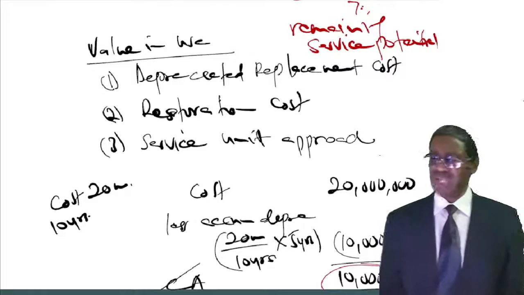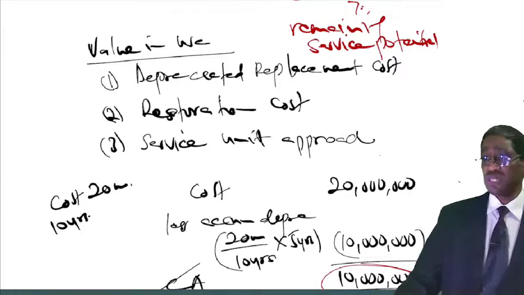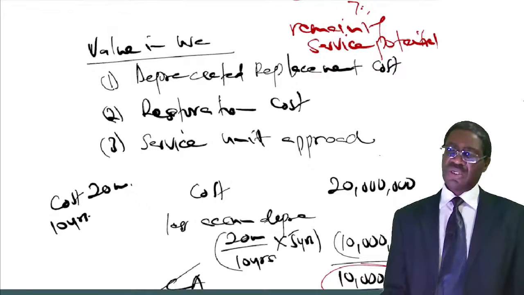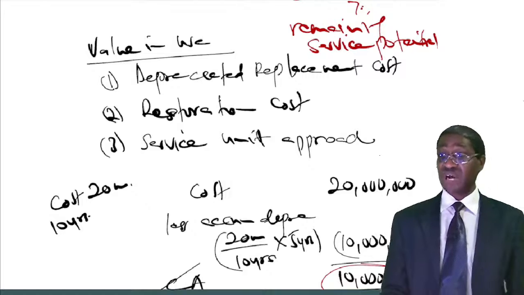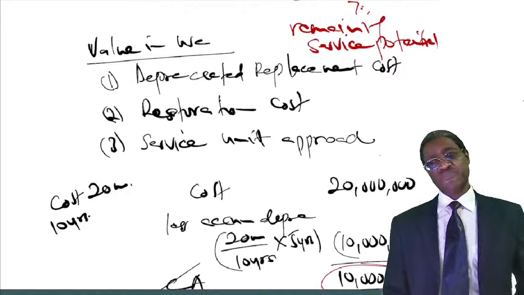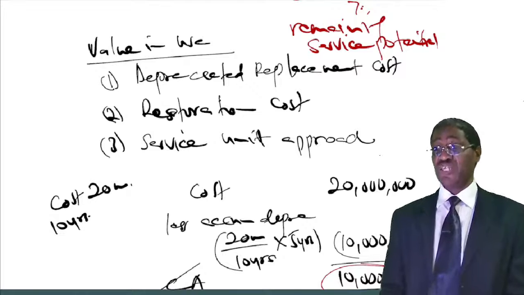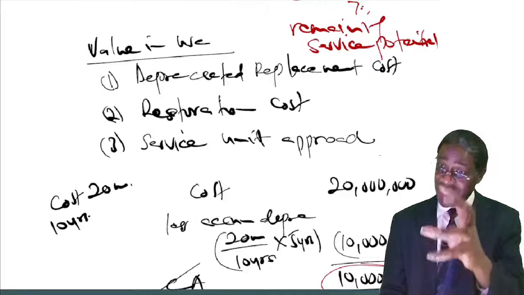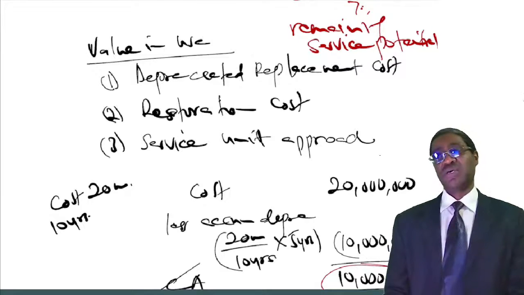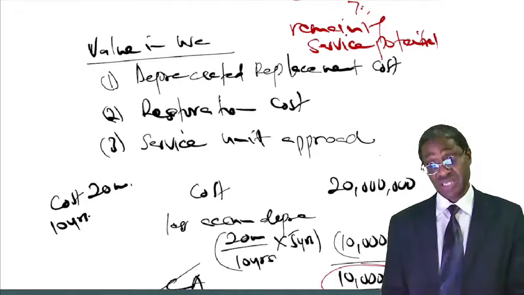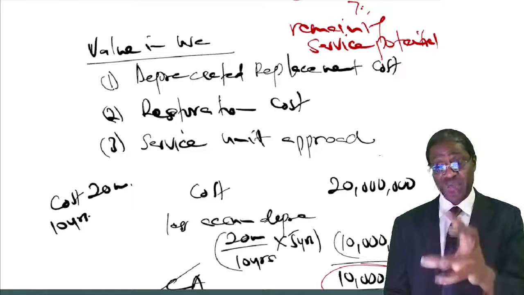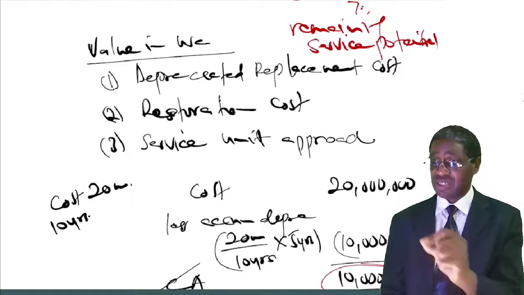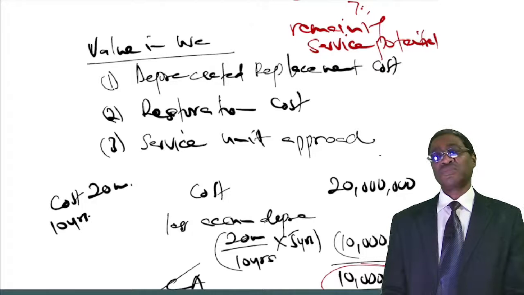Another paragraph. The following are the methods of determining the value in use for non-cash generating assets.